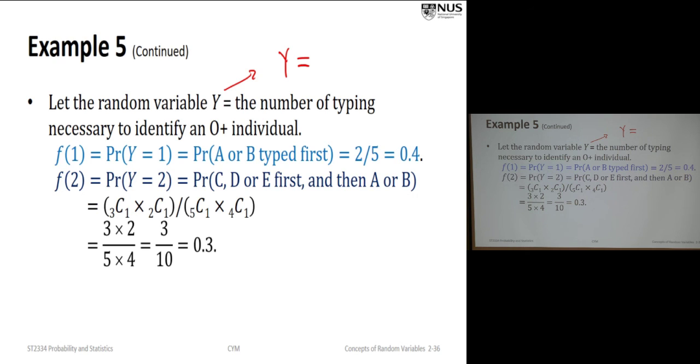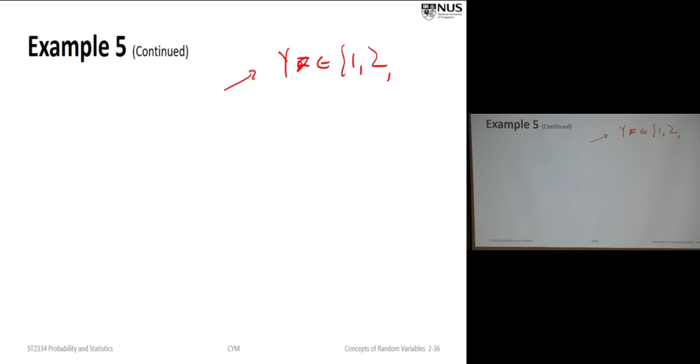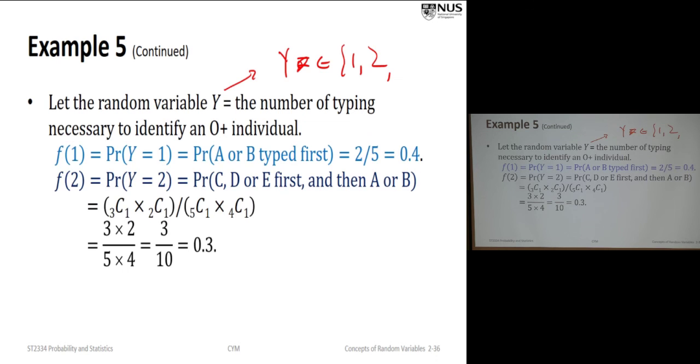What are the possible values for Y? You must test at least, okay. So Y is in this set 1, you take 1. And it happens that you select the one with O plus, then you stop because you already identified 1. All right? Or 2. Or, can it be 3? Huh? Can it be 4? Do you need to check 4 of them before you get the first O plus?